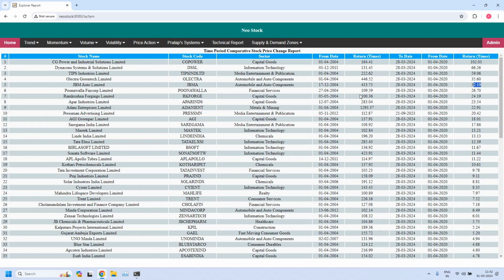Even the next one is also good. 109 times return it has given. Poonawalla Fincorp Corporation. And recently 26 times.